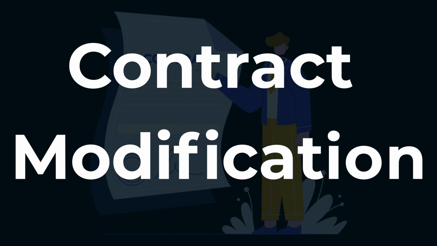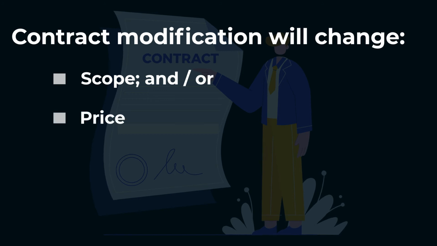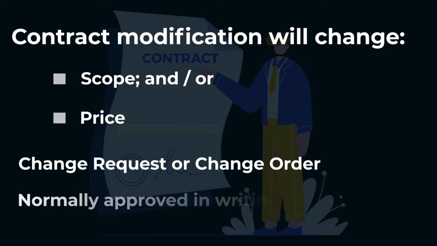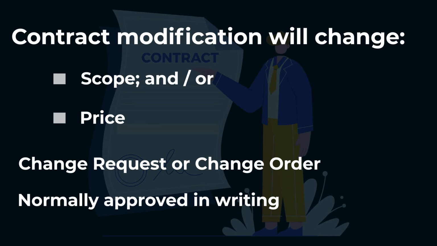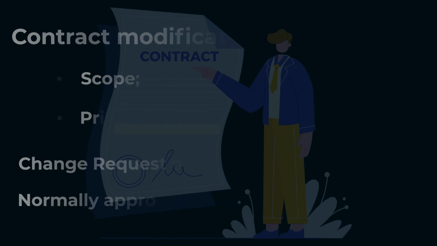Contract modification is quite common. Contract modification will change either scope and/or price of the contract. This is usually called a change request or a change order and is approved in writing. Contract modifications are usually treated as an adjustment to the existing contract. However, it is possible that a contract modification may give rise to an altogether separate contract.